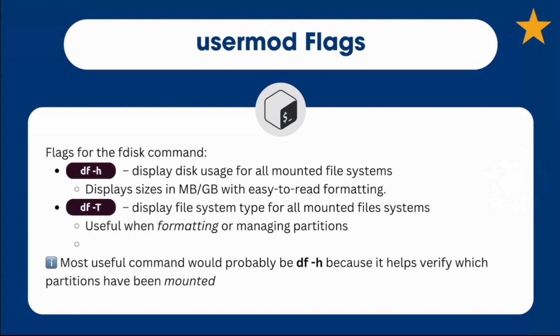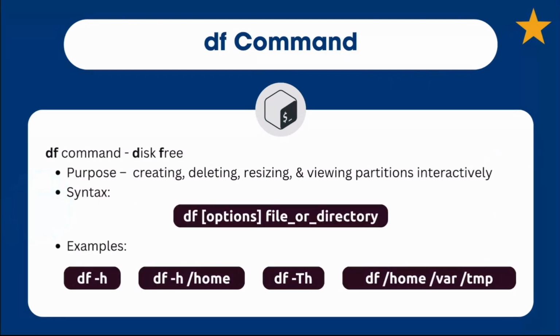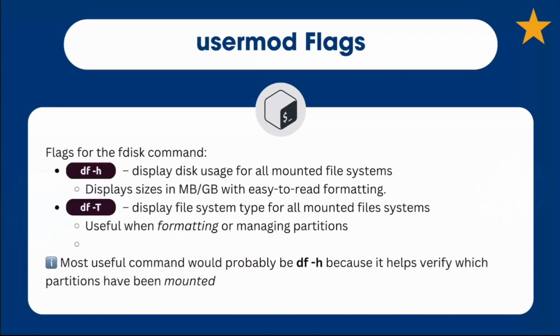Another useful flag is -t. That's going to give you the file system type for all mounted file systems. So that's when you don't provide the argument, right? It's going to do it for all the disks, all the partitions. When you do provide a file or directory, well, then you're pointing it at a specific partition.